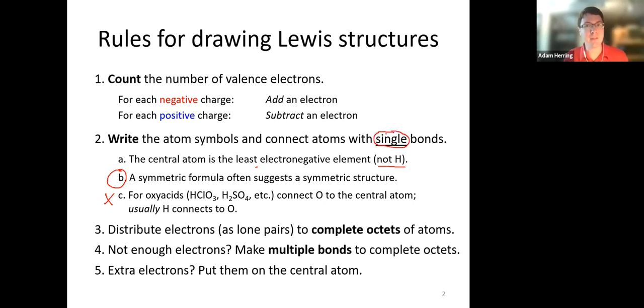Another common error that's made is that students will put double bonds or triple bonds on there before they need to. Third step, distribute the electrons as lone pairs to make complete octets. And then if you don't have enough electrons, that's when you start making a double bond or a triple bond as needed. If you have extra electrons, then after completing the octets, you put them on the central atom.